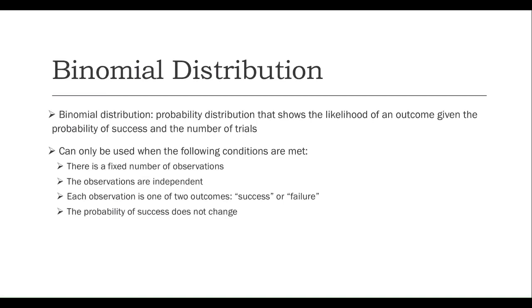So you can only use this distribution when these four conditions are met. There needs to be a fixed number of observations, which is going to be n. The observations have to be independent. So what you observed on one can't impact the other one. They need to be unrelated. Each observation has to have one of two outcomes. They have to be a success or a failure.